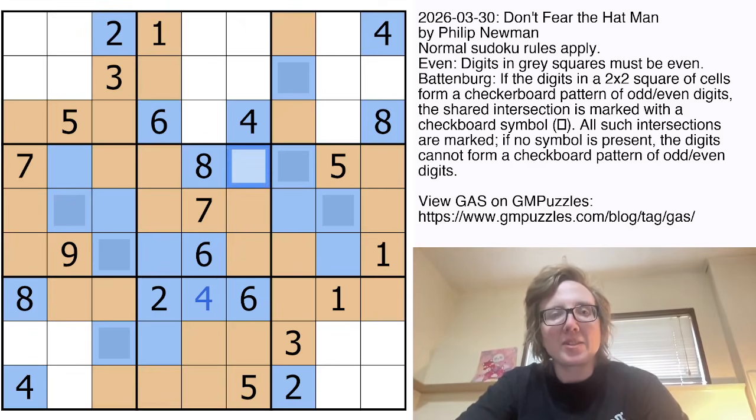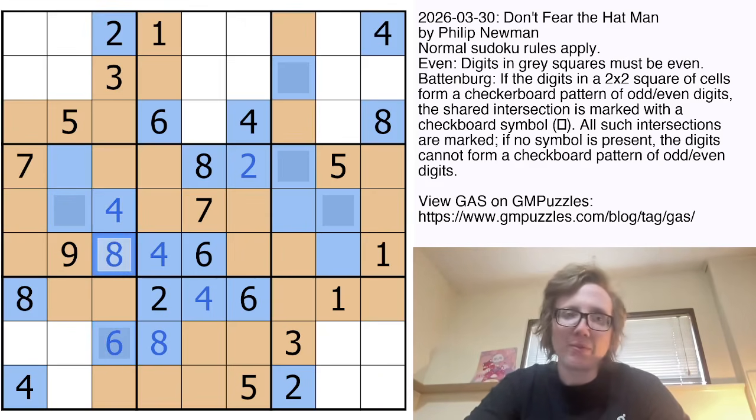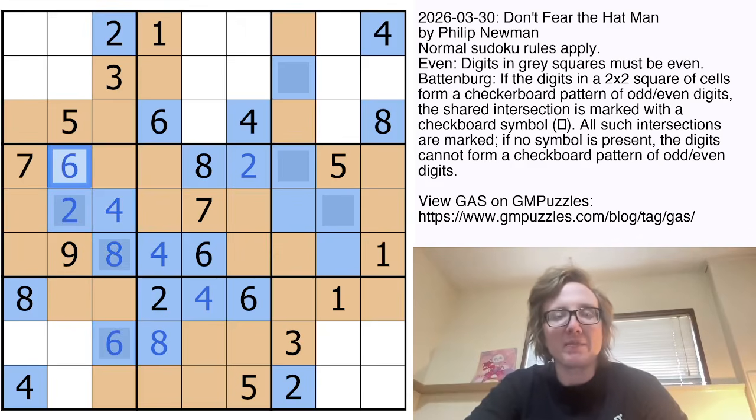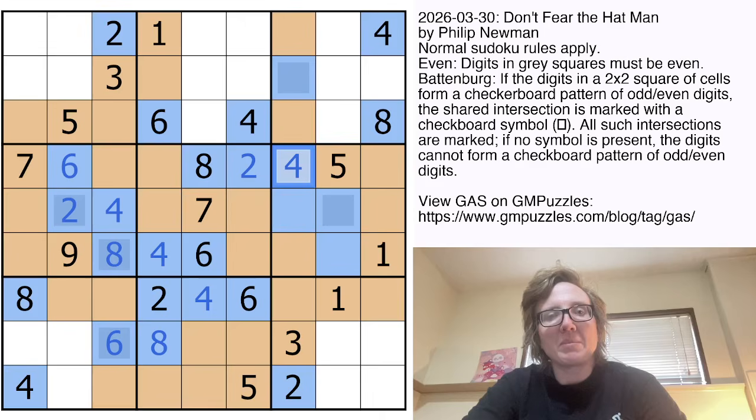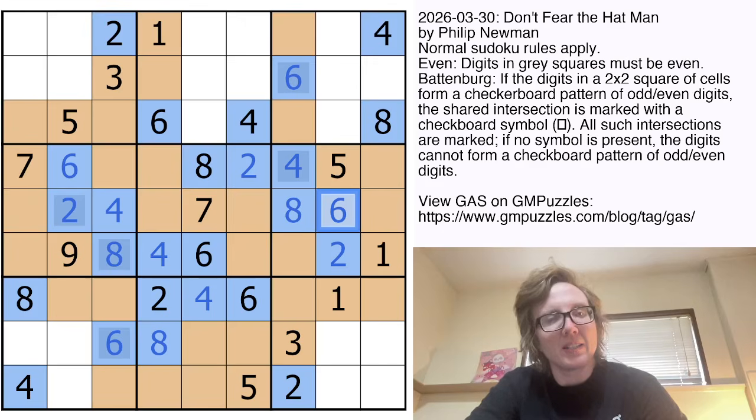Okay. I can start filling in some digits now. These have to be 2 and 4. That's going to be an 8 as my last even digit there. This can only be a 6 because it sees a 2, 4, and 8. That lets me fill in 4 and 8 in the column, and 2 and 6 to finish that region. That becomes a 4, and then these are going to be 6 and 8. That'll be a 2. I can finish this column and that.